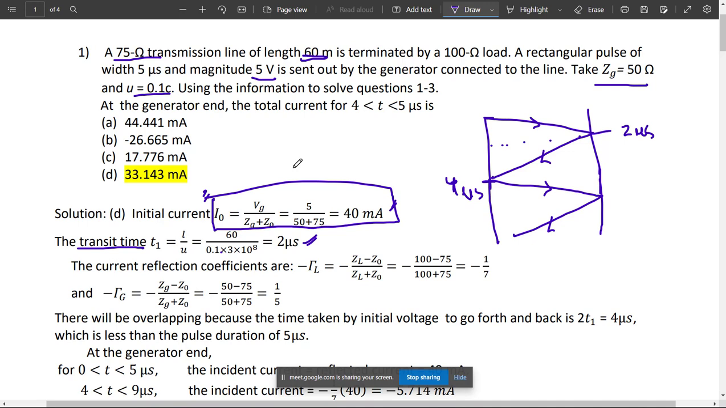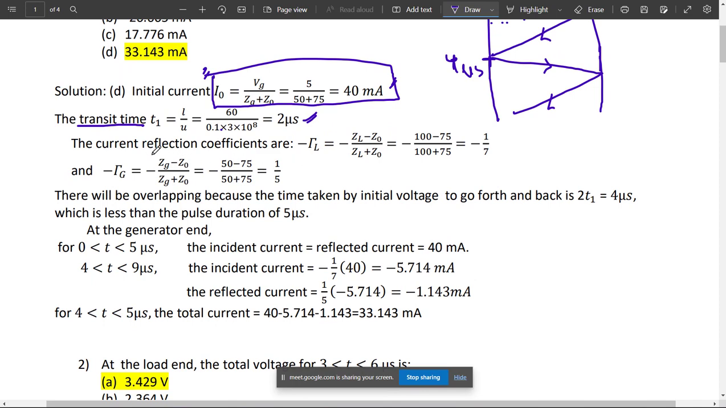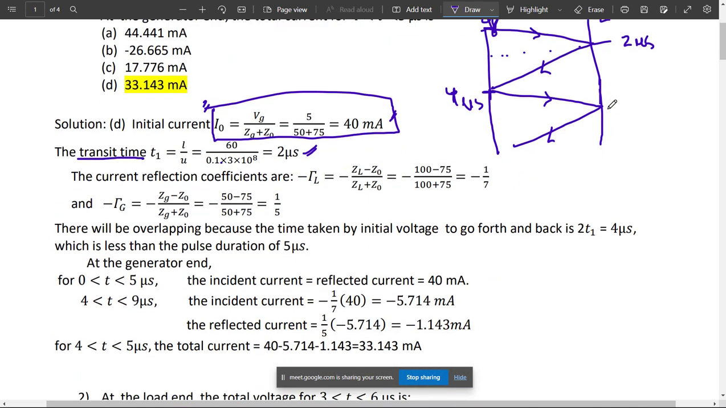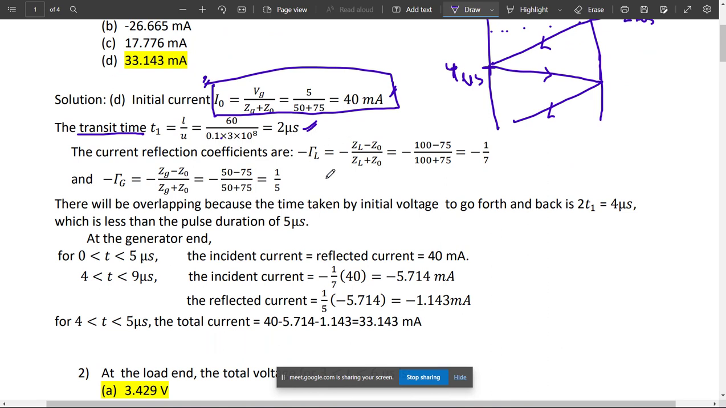Okay, no problem. Let's go ahead. Now let's find out the current reflection coefficient. So there will be two reflection coefficients, isn't it? One will be gamma g, another will be gamma l, right? So we will find out gamma g and gamma l, which will be equal to this formula. Discussed this in the previous assignment as well, right? So I hope you guys understand that. तो गामा एल एंड गामा जी हम यहाँ से निकाल लेंगे using the formula.